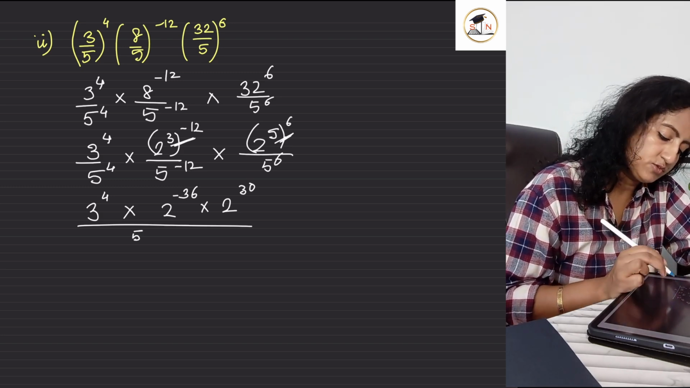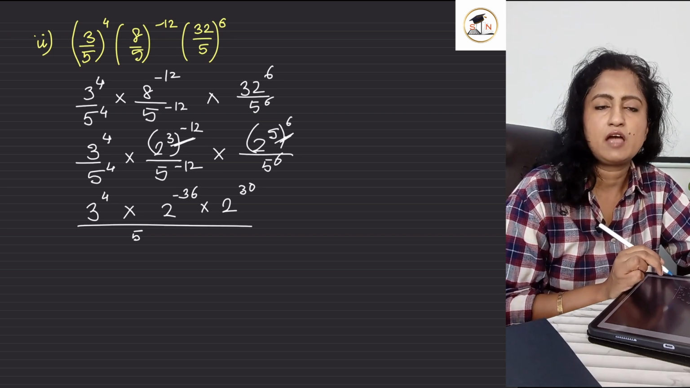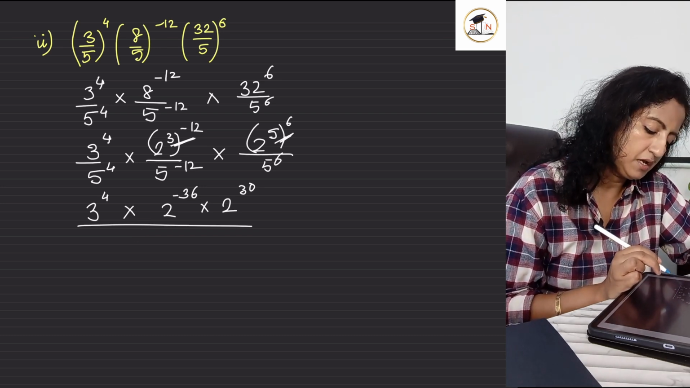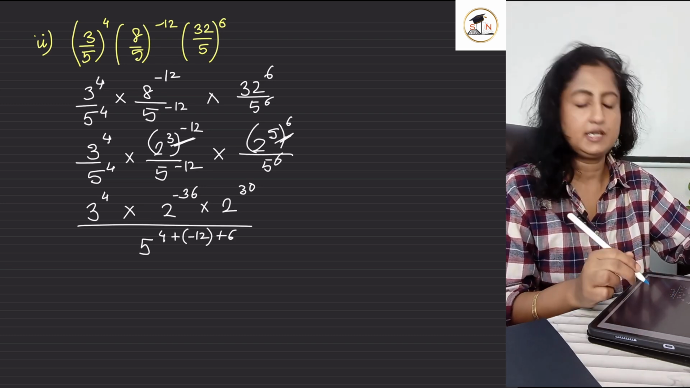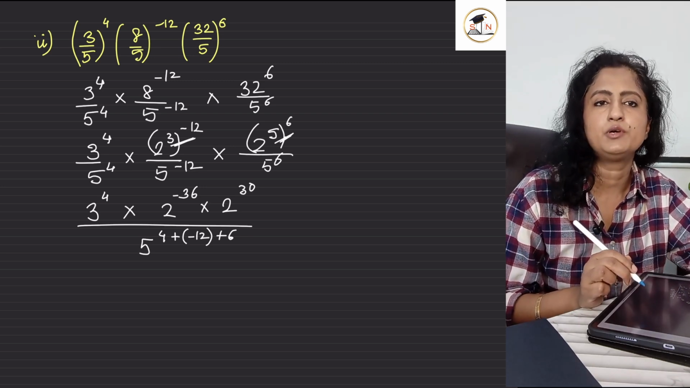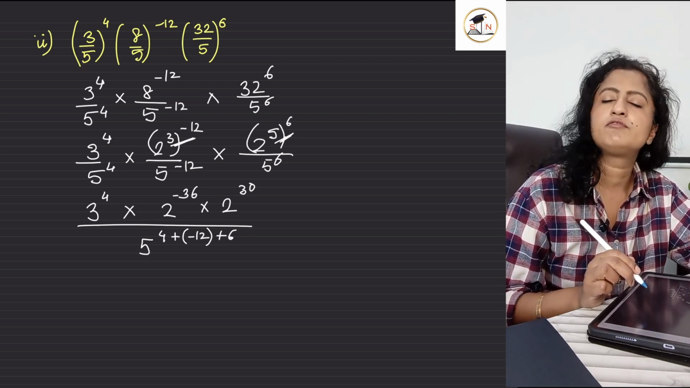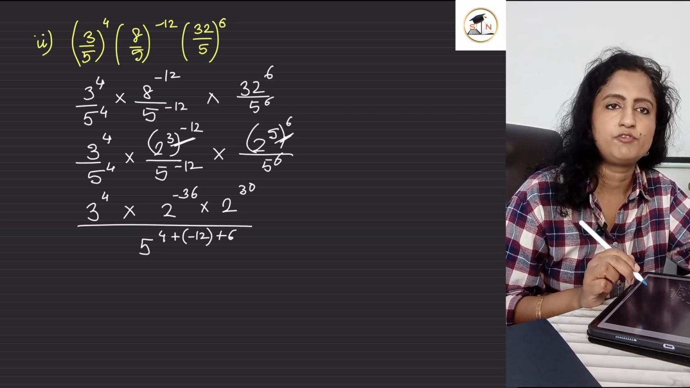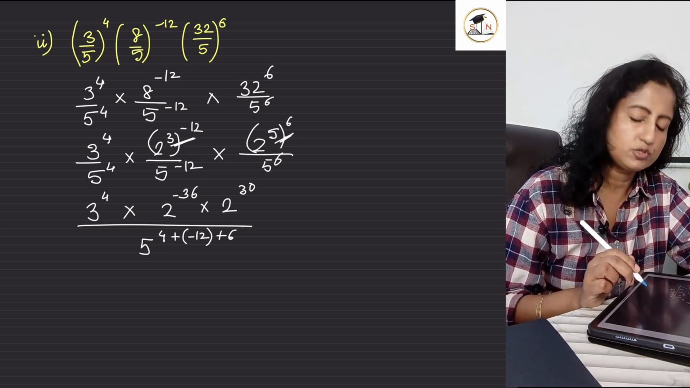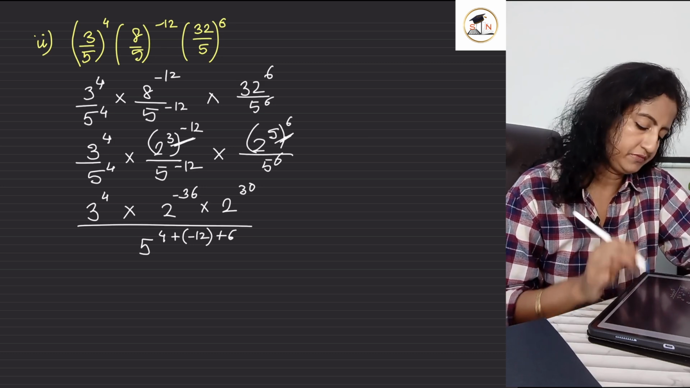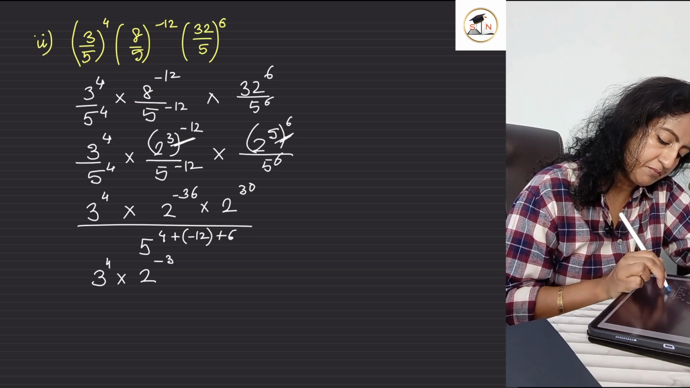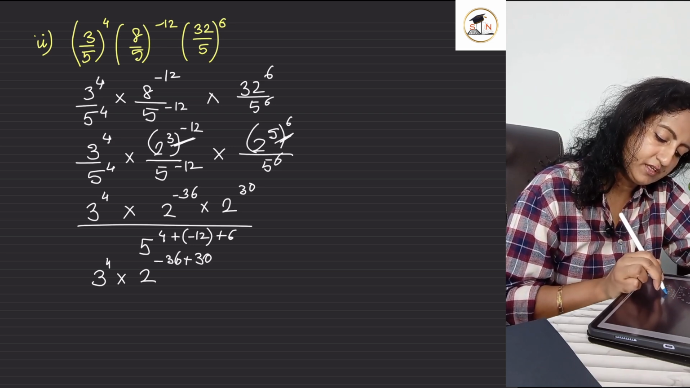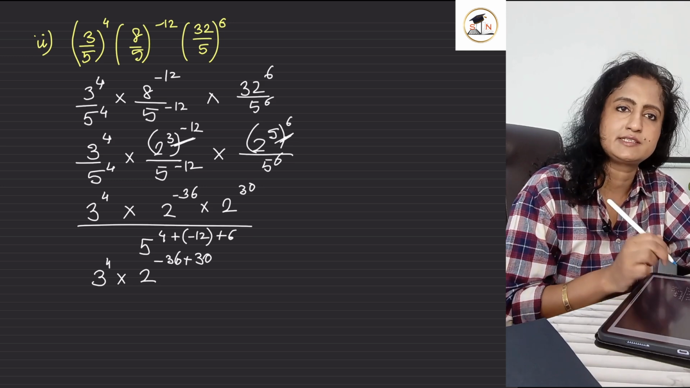In the denominator, I'm going to club all the powers of 5. I can add them because what I have got a single base having different powers and the base is being multiplied. So I get 4 plus minus 12 plus 6. See, I am writing each and every step in detail so that you understand. If I wanted, I could have written 4 minus 12 plus 6, but I'm writing 4 plus minus 12 intentionally so that you understand I'm not subtracting but adding. Now what do we get? 3 to the power 4 into 2 to the power minus 36 plus 30. I added these two powers also because same base.